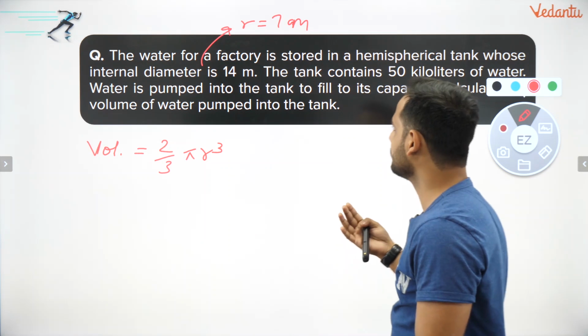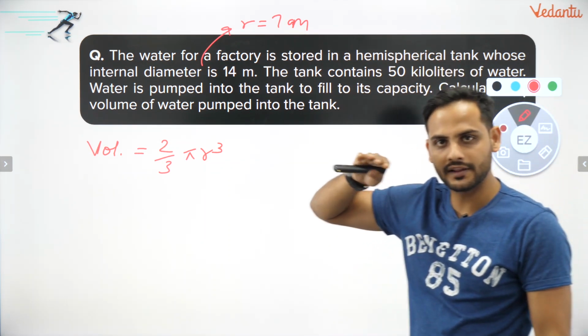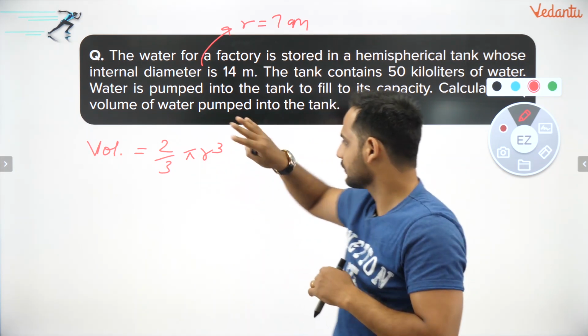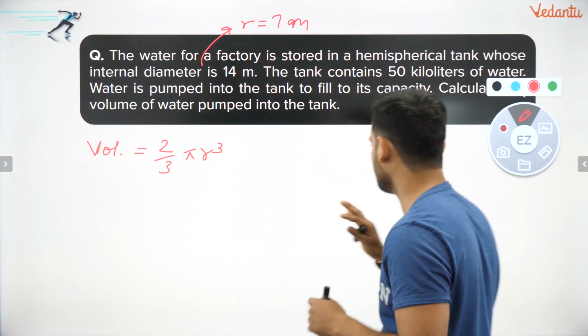Once you have got your volume in the meter cube part, they have told you that 50 kiloliter water is extra. Already there. So how much more is required? So convert this thing into your liters part. So I will just tell you the conversion.